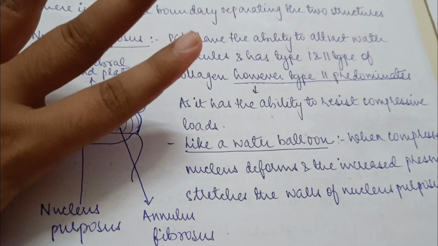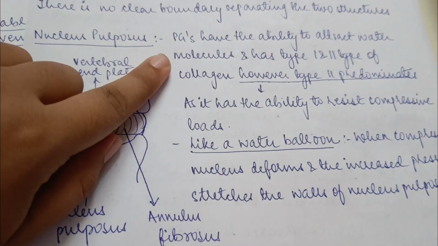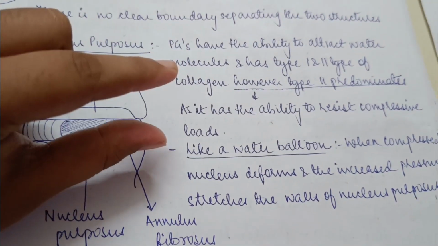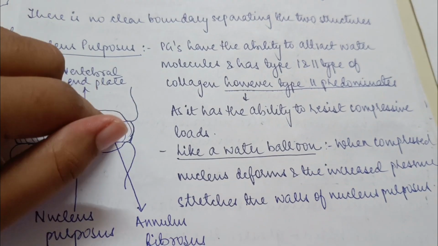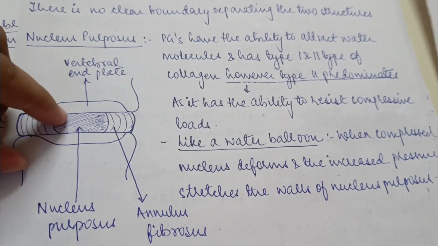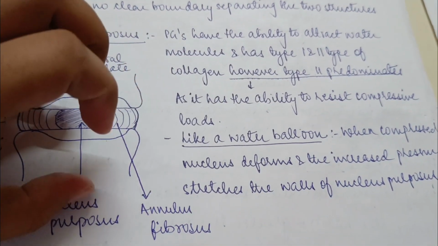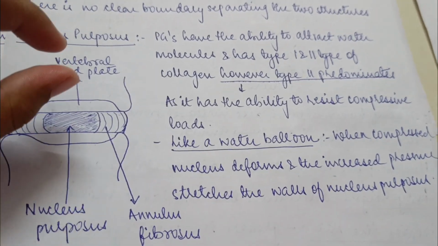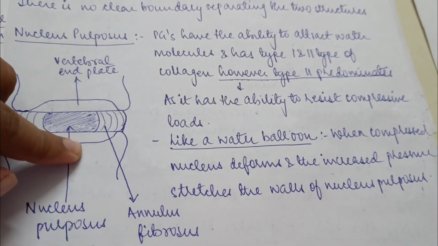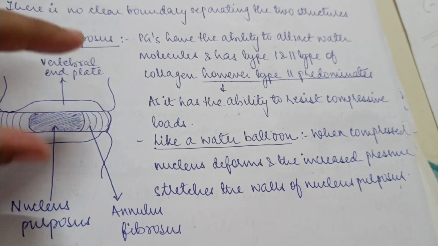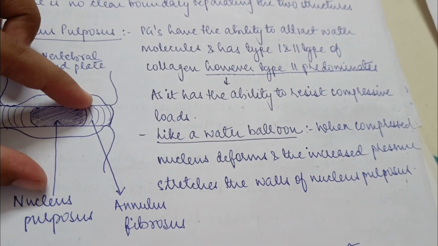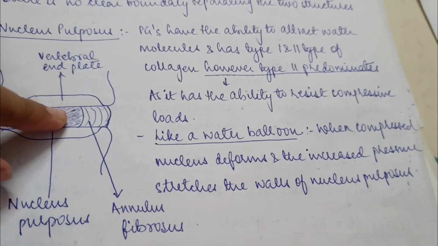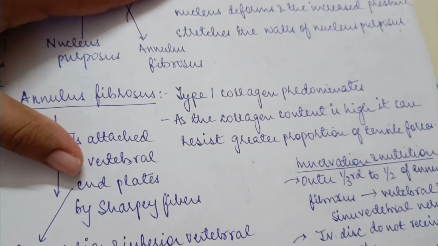So, a fun fact for you all to remember is, whenever we wake up in the morning, we are a little bit taller compared to when we slept at night, because your nucleus pulposus attracts water at night and your intervertebral disc increases in size. That is why you are a bit taller in the morning compared to at night. So this will act as a water balloon, and when compressed, the nucleus deforms and increased pressure stretches the walls of nucleus pulposus. Then you move on to annulus fibrosus.